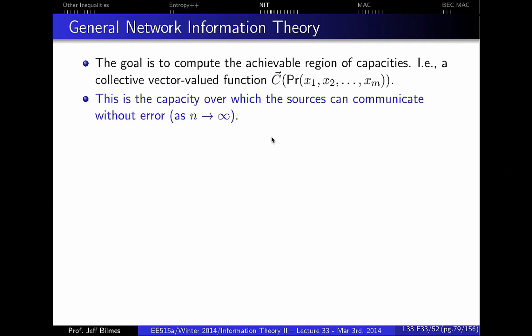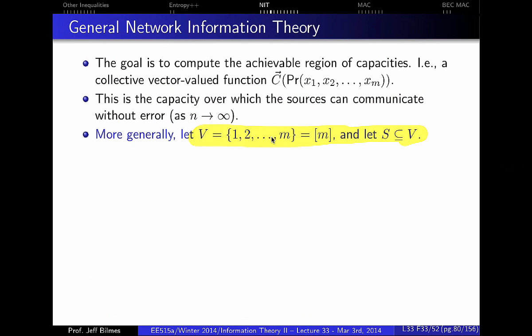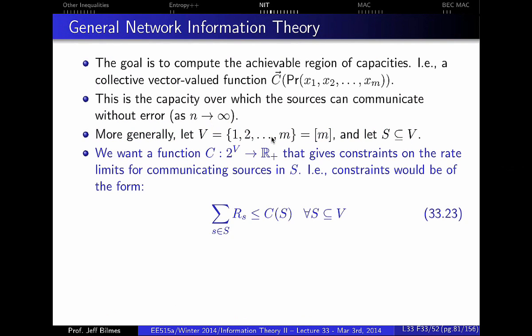In some sense, I guess I shouldn't call this capacity, I should call this a rate. This is a set of rates. This is the rate at which these things can communicate without error. So let's make this a little bit more general. V is again going to be our set of sources, so we've got M of them. And what we want is a capacity function that gives constraints on the rate limits for communicating sources of S.